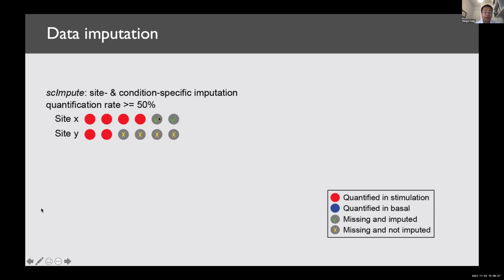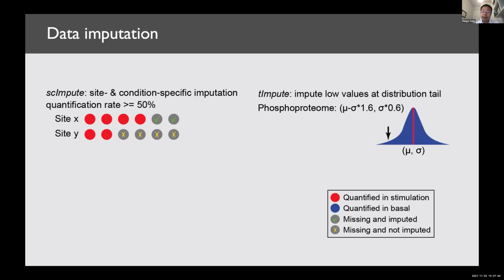And then the missing values here will be imputed by using the empirical normal distribution we created out of those quantified values. So this is a way to ensure the imputation applied to this phosphosite is specific to the quantification we observe from the other quantified biological replicates. As a contrast example, for the phosphosite Y, we have a quantification rate of not greater than 50% out of the 6 biological replicates. In this case, the phosphosite Y wouldn't fulfill this requirement, and the missing values wouldn't be imputed using this function.